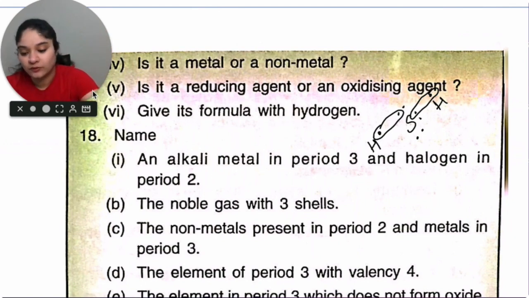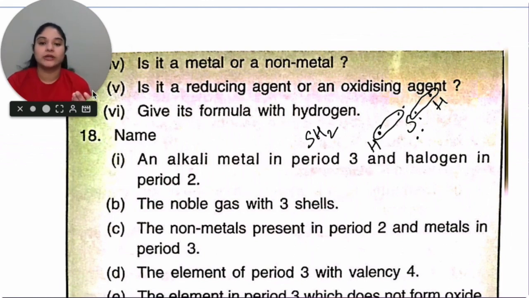SH2 will be your formula, because you are using 2 hydrogens. You can also write it as H2S, because that is the correct way to write it.